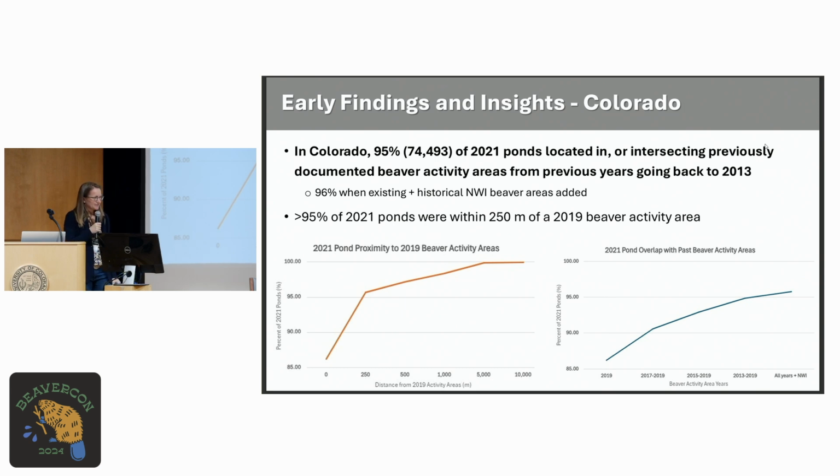We also found that about 95% of the 2021 ponds were within about 250 meters of a 2019 beaver area. So again, the beavers seem to be shifting around within these beaver corridors, but not necessarily going miles away to new habitat or unoccupied habitat.